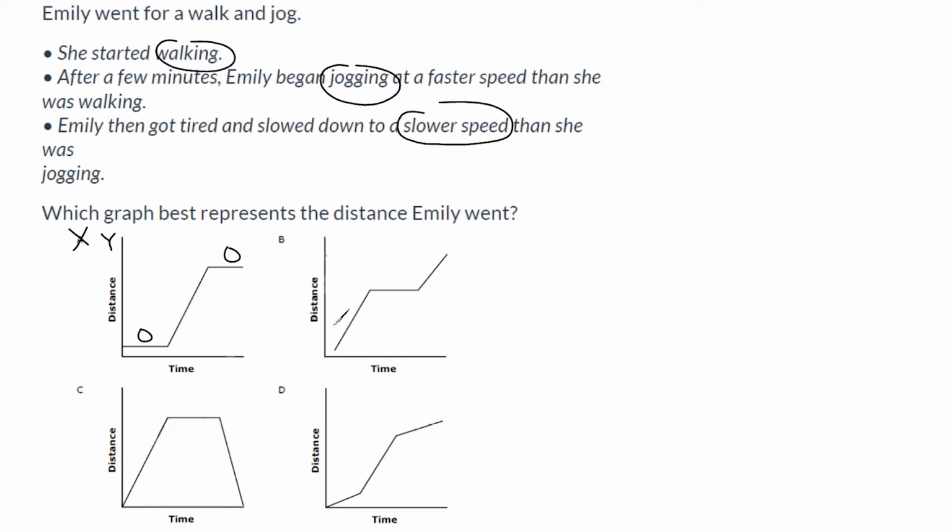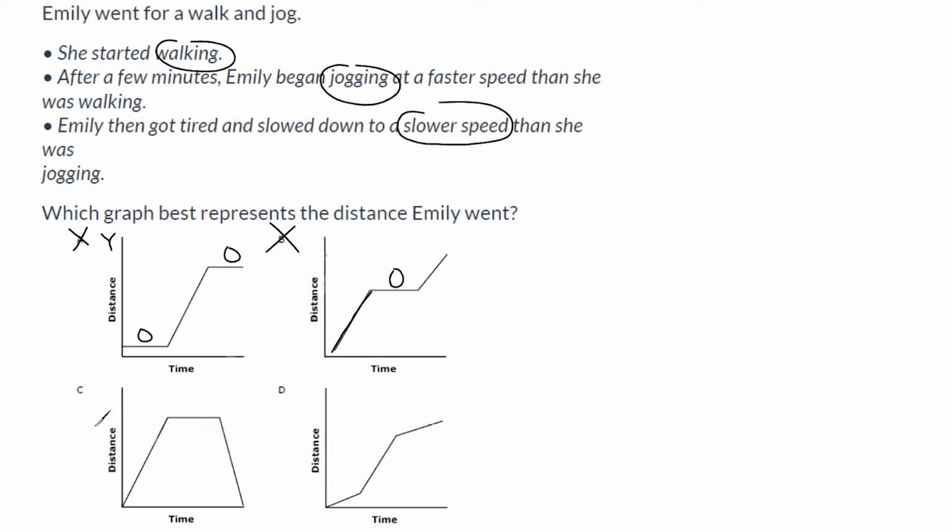Now, let's take a look at this graph right here. We can see that Emily is covering a certain amount of distance as time moves forward. But on the second part of the graph here, we have a slope of zero, which means she is not moving. But in the information given, it said the second part of her excursion, she was actually jogging faster than when she was walking. So this definitely cannot be our choice. So let's go ahead and get rid of choice B.